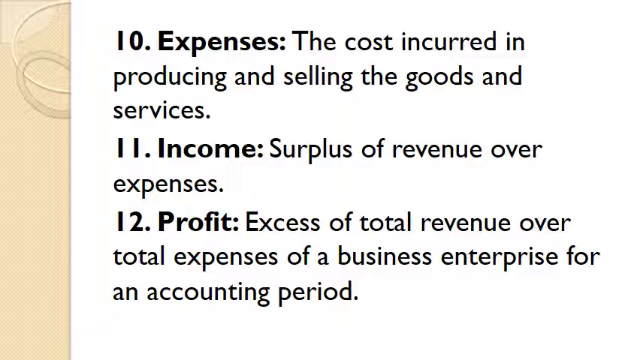Next is income. Income is different from revenue. The amount received from sale of goods is called revenue and the cost of goods sold is called expenses. The surplus of revenue over expenses is called income. Next is profit. The excess of total revenues over total expenses of the business enterprise for an accounting period is called profit. Profit increases the investment of the owners.